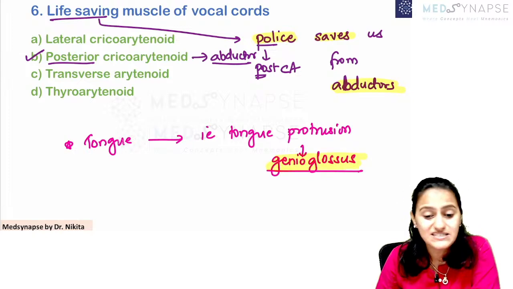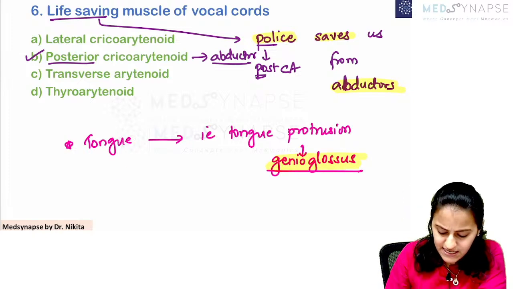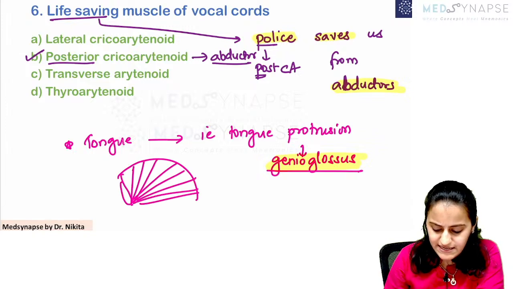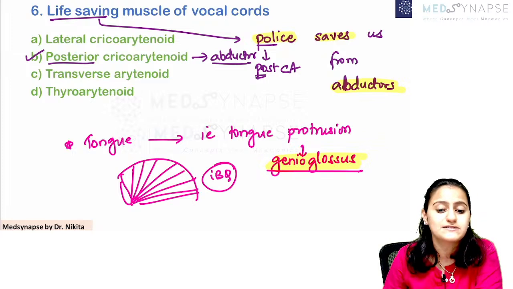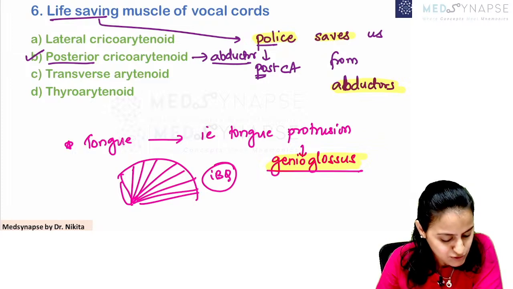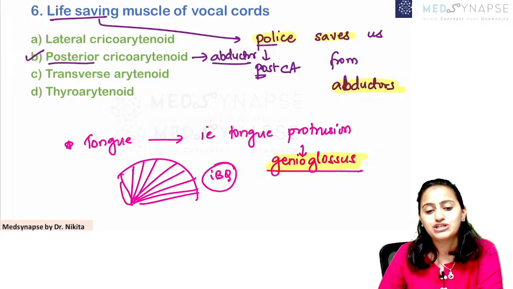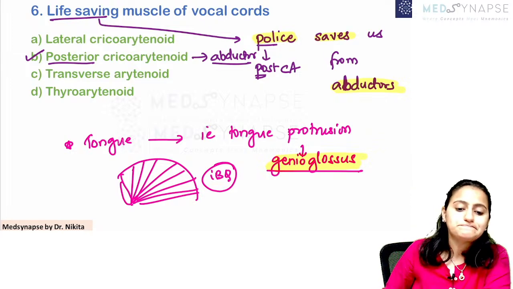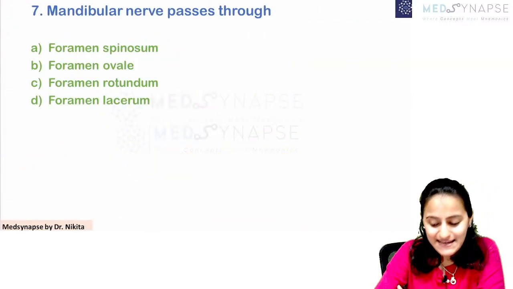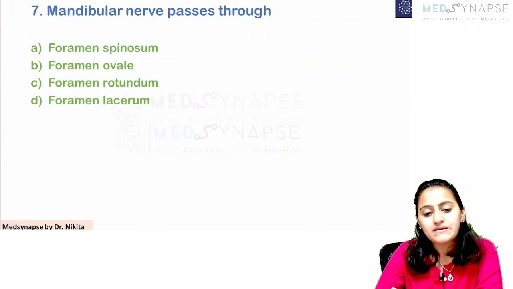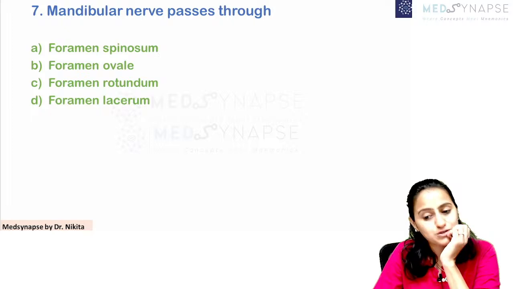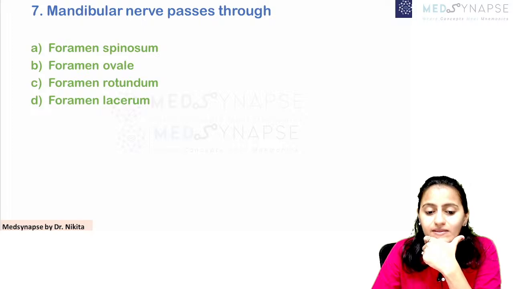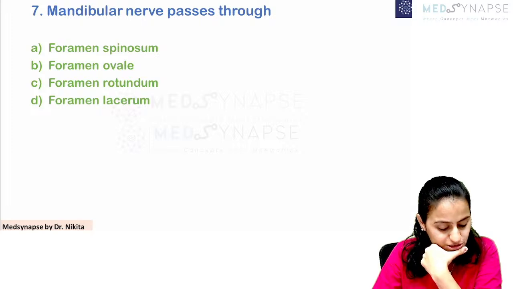Absolutely right. That is genioglossus, which you will see in the tongue as a fan-shaped muscle, right? You will see it as a fan-shaped muscle. It was an image-based question in one of the FMGE exams also. Clear with everyone? Going to the next one. This has to be very easy. Mandibular nerve passes through which of the following? Mandibular nerve passes through which foramen?